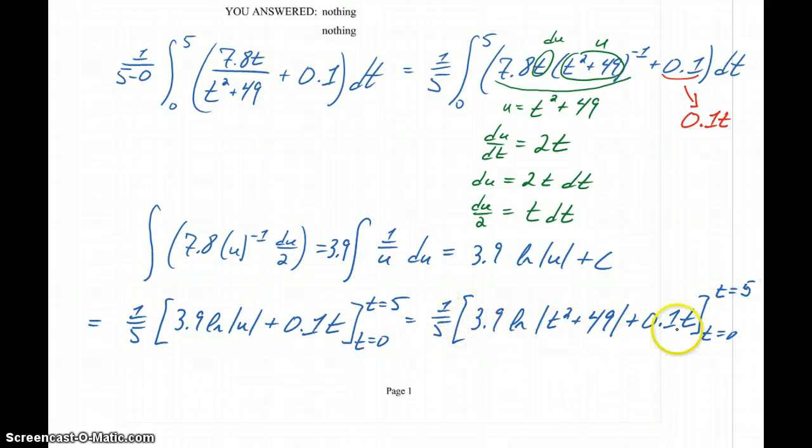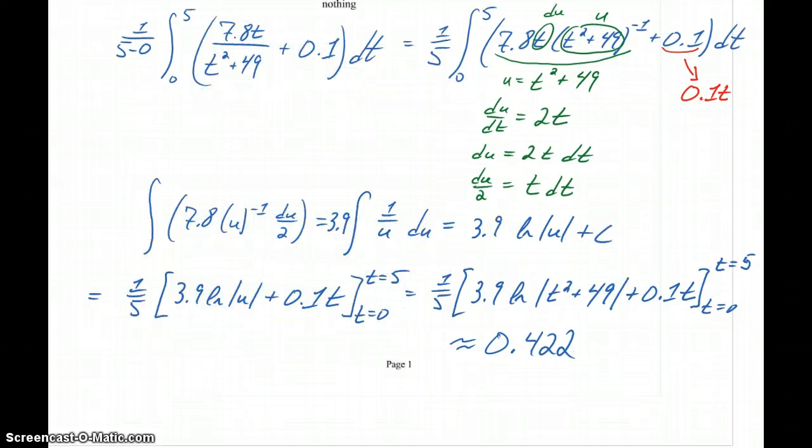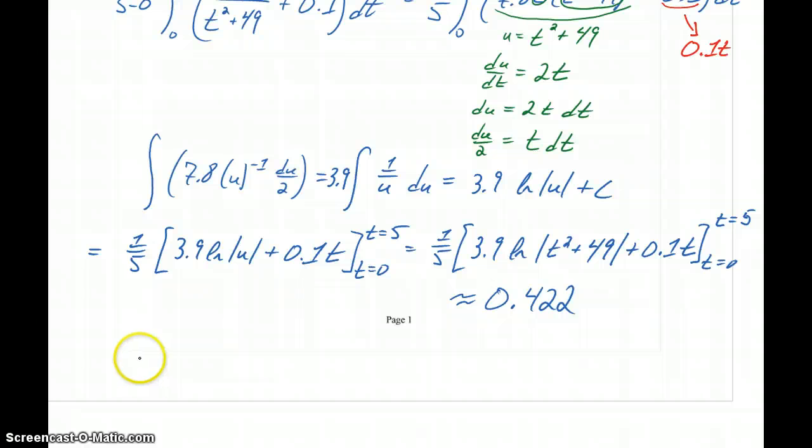So now we have our integral that we want to evaluate at t equals 5 and t equals 0, and then subtract to get those differences. From there, that's really just calculator operations, but that should give you approximately 0.422. Then for the second part of this question, we're asked to do exactly the same thing, except that we'd be integrating from 0 to 24, if what we're considering is 2 years, so 2 years being 24 months.